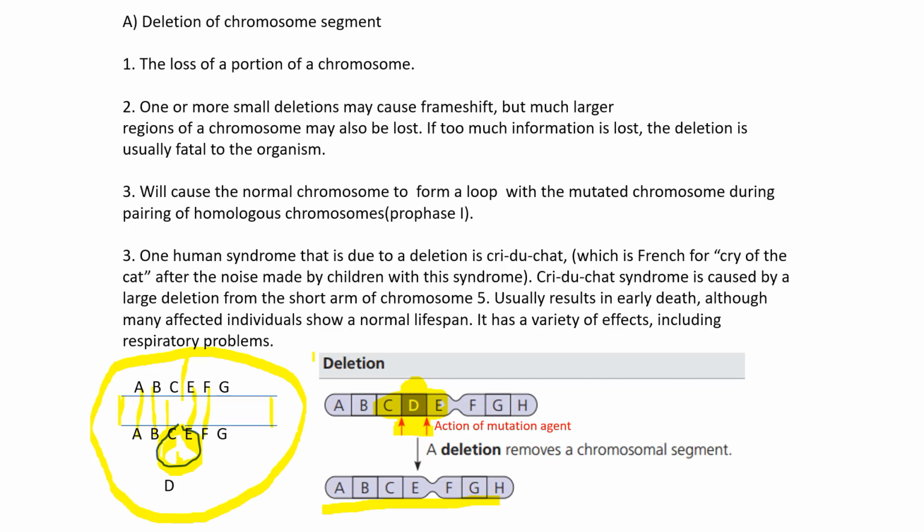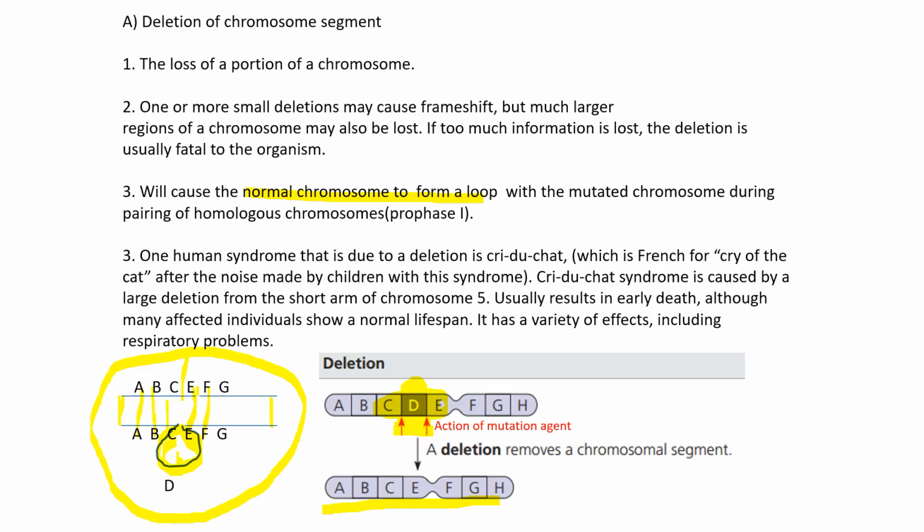So now, class, the normal chromosome forms a loop. Under deletion of a chromosome segment, the normal chromosome will form a loop when it pairs with the mutated chromosome. Okay, remember that.